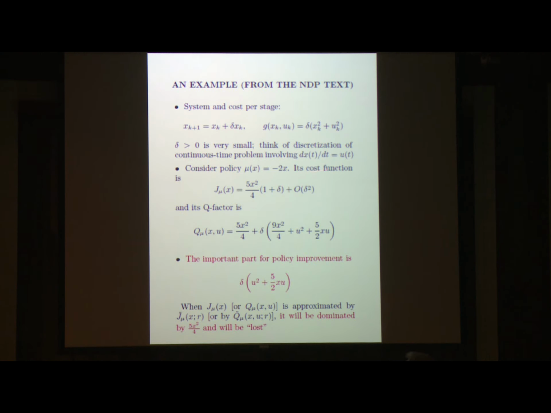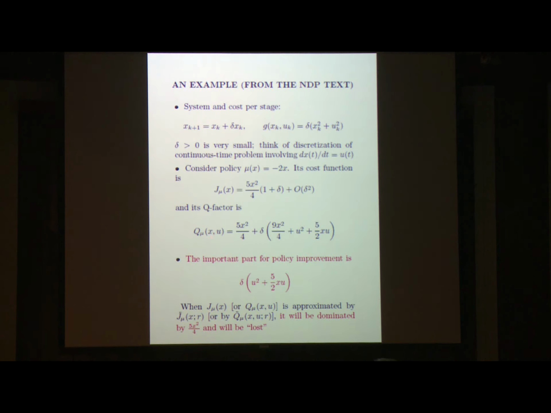Now if you calculate this cost function, its exact cost function, it has this form. It is quadratic. It involves delta, because delta comes into the dynamics here. To first order, it is quadratic in the state and linear in delta, and it also has some second order terms that are negligible. So for small delta, it's the first term here. The Q factor associated with u, if you can calculate it, has this form. The Q factor involves a term in the state, another term that is negligible when delta is small, and the control part is this one here, which is proportional to delta.